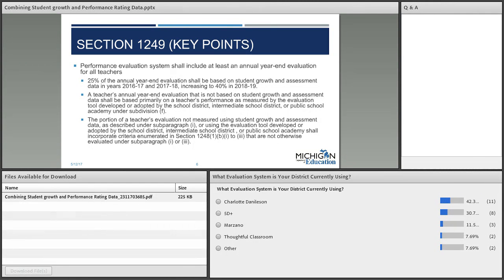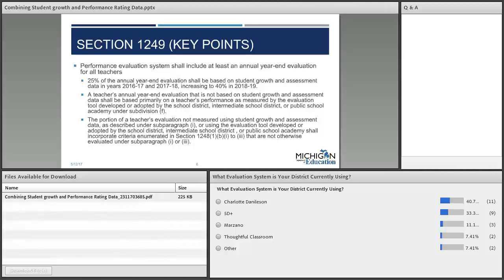So we want to start today by acknowledging that there are a number of legislative pieces directly informing or in some way impacting educator evaluation in the state of Michigan. For the purposes of our session today, I just wanted to highlight a few of the relevant key points from Section 1249. Section 1249 clearly indicates that the performance evaluation system must include an annual year-end evaluation for all teachers.